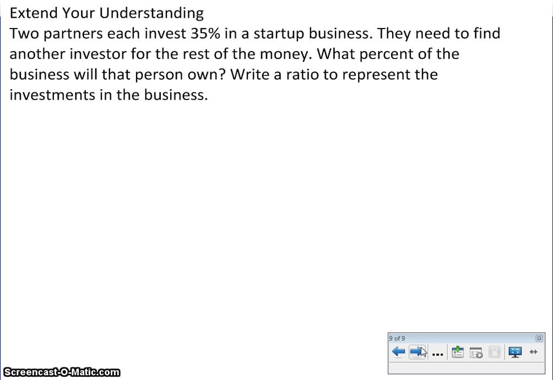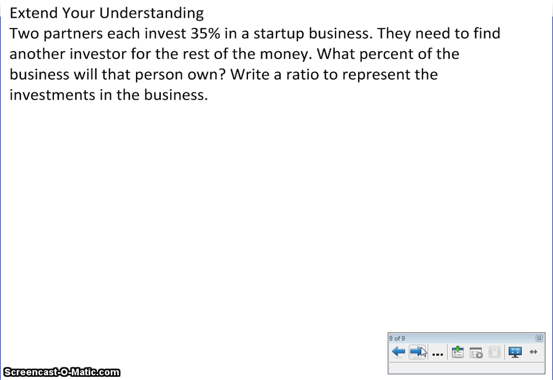All right, last one. I want you to press pause, take a second, see if you can solve this, and then come back and we'll finish it out. Okay, it says 2 partners invest in a startup business. They need to find another investor for the rest of the money. What percentage of the business will that person own? And write a ratio that represents the investment of the business.